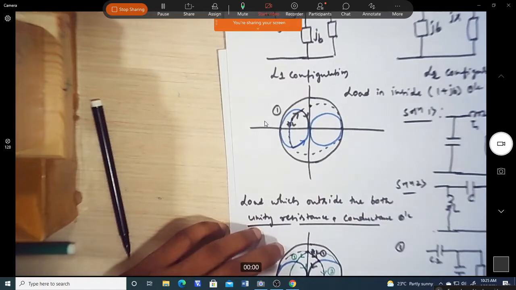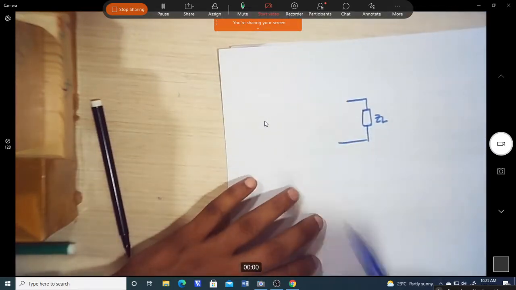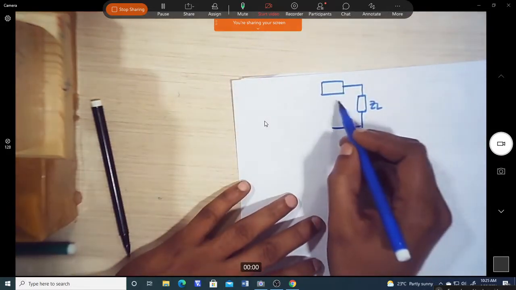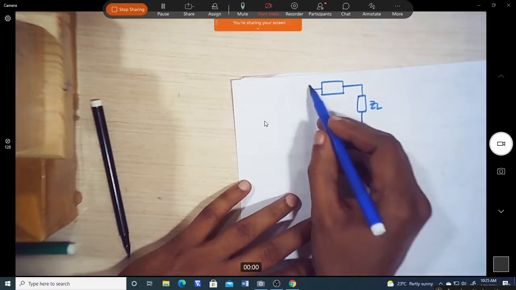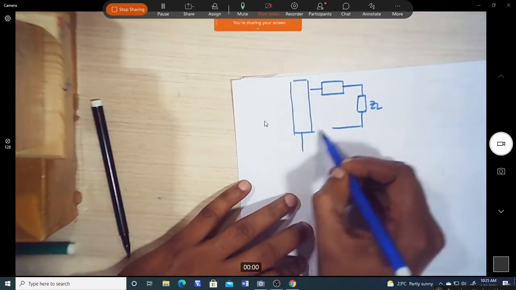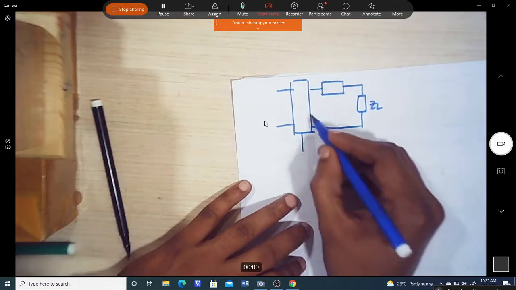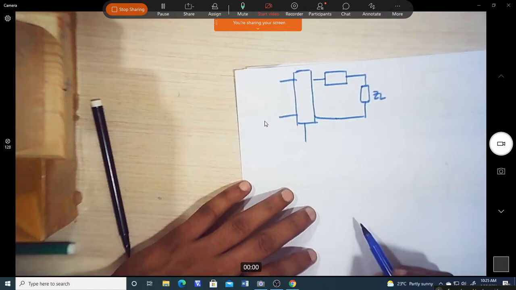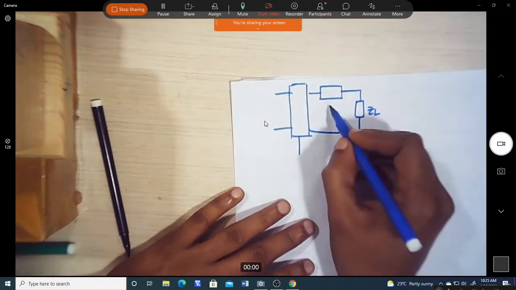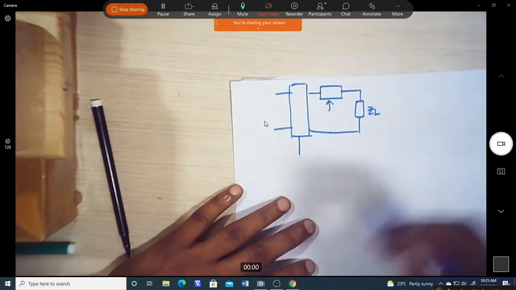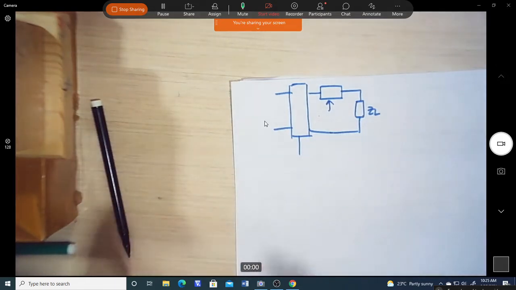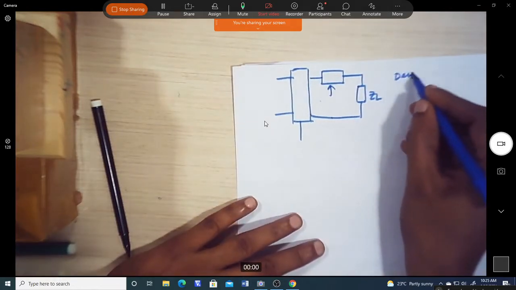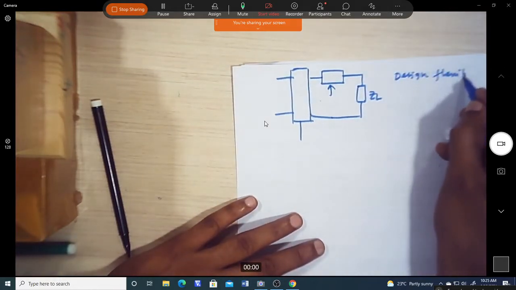In order to move this load point, I will add some element, whether it is an inductor, a capacitor, whatever it is. Once we add that, we will have a matching network with many solutions, because if the point is outside both circles, we get many solutions. That is why we add this extra element to move the ZL point outside both the unity resistance and unity conductance circles, so that we have design flexibility and more solutions.